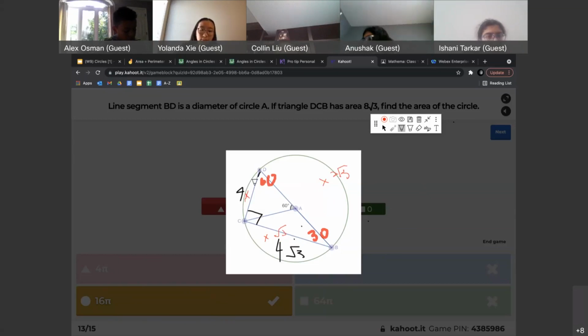And so then, since one side of this equilateral triangle is 4, that means that the radius here is also going to be 4, which means that the area is 16 pi.